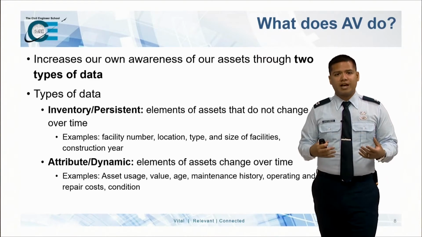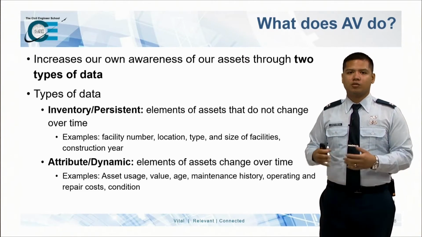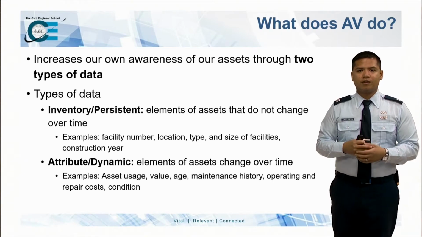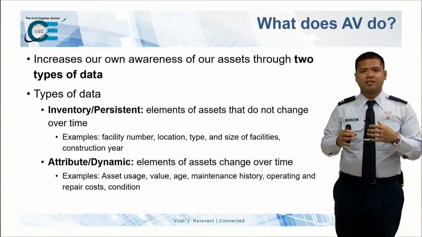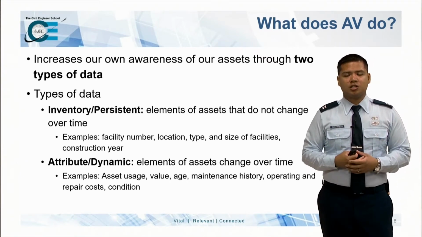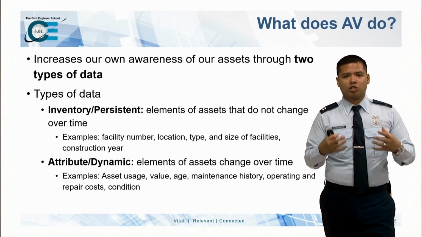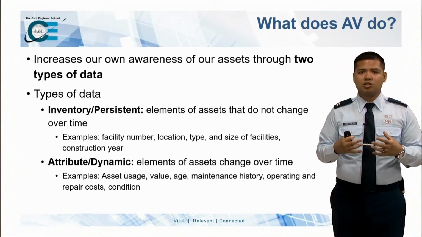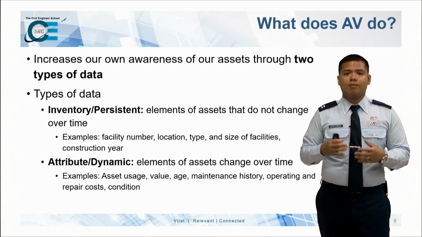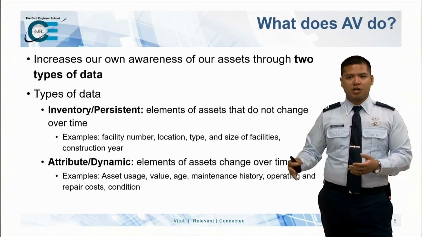And then the other type of data is what we call attribute data. This data is dynamic, it changes over time. So we're talking about asset usage. If we actually change how that asset is used, then it's dynamic data. If the value of our asset changes because of maybe the condition, maybe that condition is degrading and the value that we're extracting from that asset and that asset's ability to provide value and provide a service to the customers, maybe that changes over time as the asset degrades. Age, obviously, over time will change.